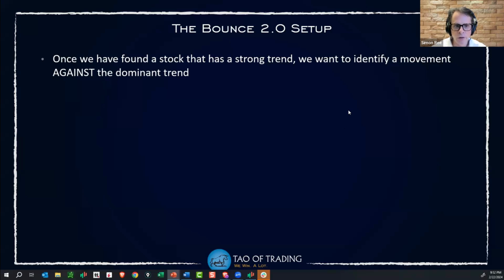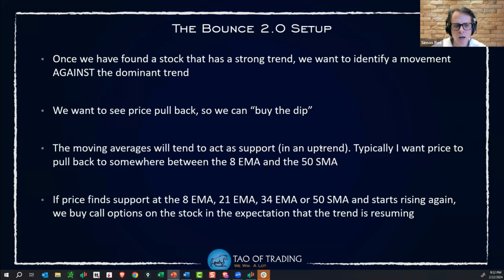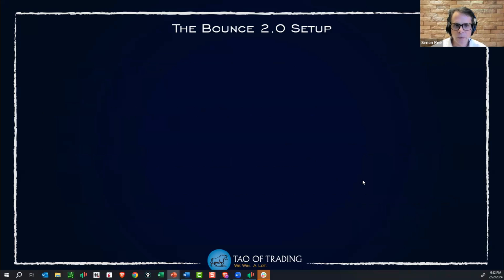Once we've found a stock that's in a strong trend, we want to identify a movement against that dominant trend. We want to see price pull back so that we can buy the dip. Now, the moving averages will tend to act as support in an uptrend. Typically, I want to buy when price has pulled back to somewhere between the 8 EMA and the 50 SMA. When price gets below the 50 SMA, the trend is really starting to weaken, and I'll generally stand aside. But if price finds support at the 8 EMA, the 21 EMA, the 34 EMA, or the 50 SMA and starts rising again, I'm very interested in that, because the likelihood is the trend is resuming.